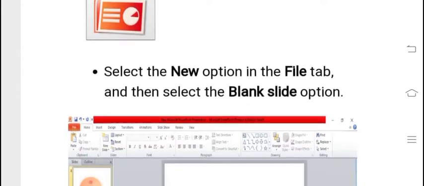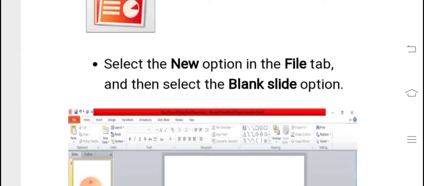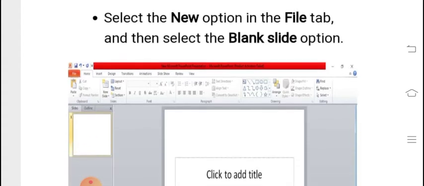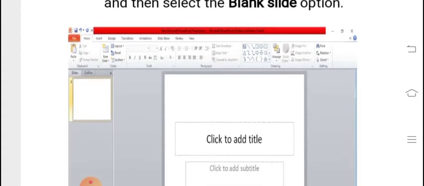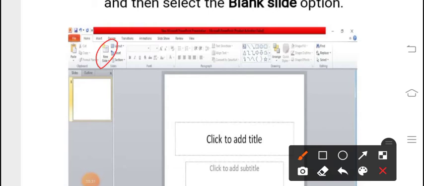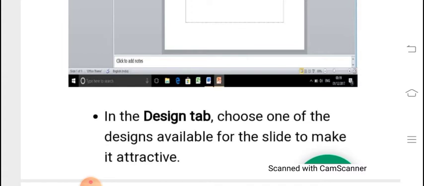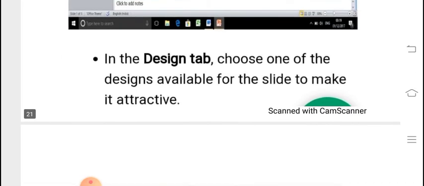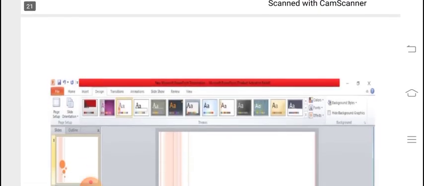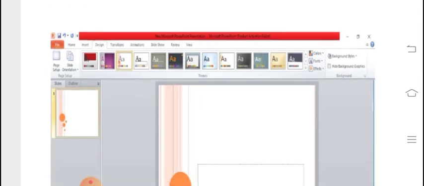Now next is select the new option in the file tab and then select blank slide. Here you have to select a blank slide. In the design tab, choose one of the designs available for the slide to make it attractive. As I have told you in the video also, I have shown you how to select the design tab and all. So please go over there, go through that. You will get it very nicely. See, if you open design, then you will get this type of design format.